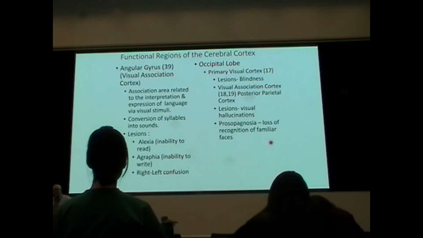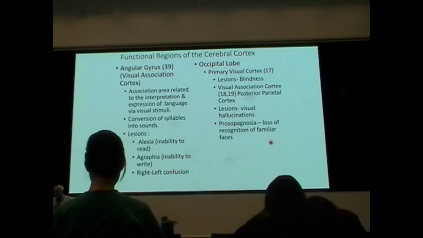So that's a hemianopia. Unfortunately, we don't have time to talk about vision. It's really a neat thing. Visual association cortex is directly in front of it, at the back of the occipital lobe. These are areas 18 and 19, posterior parietal cortex. Lesions here can cause the individual not to really see what they're looking at.